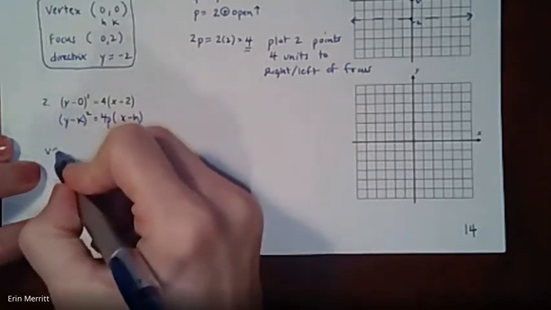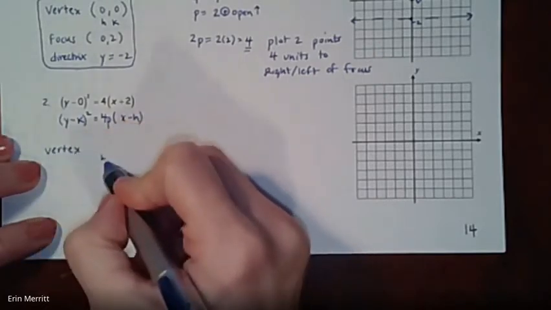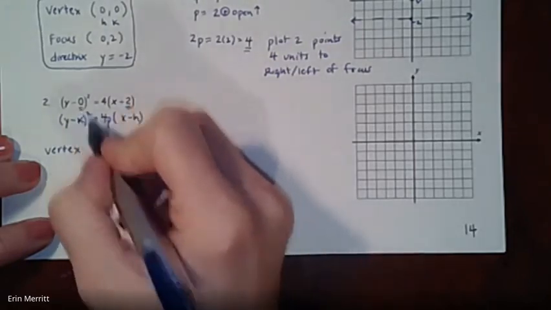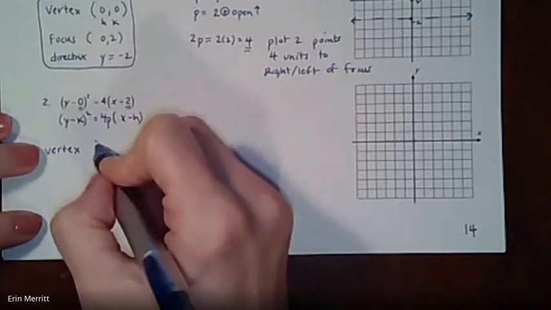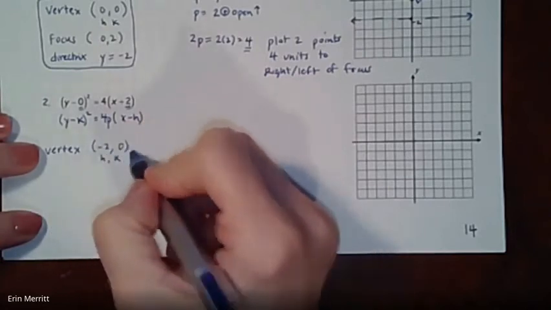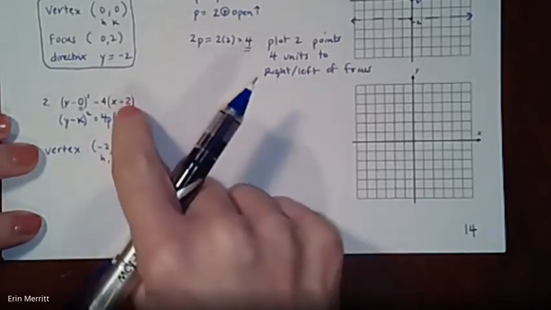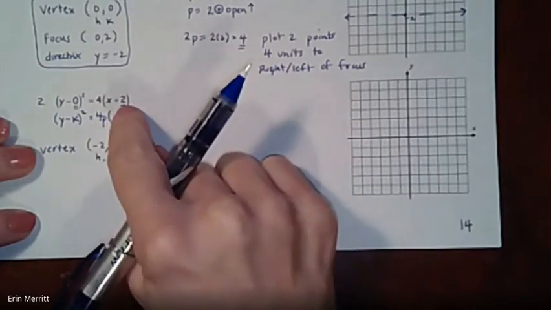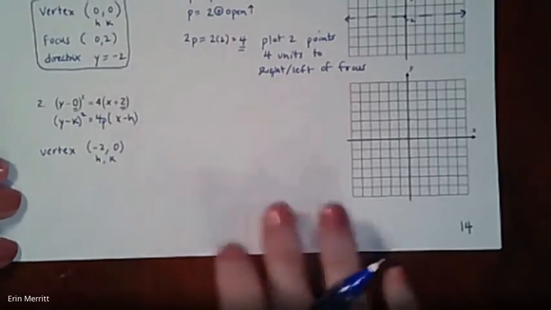So when you go to pick out the vertex, remind yourself it's h and then k. So h and then k. So this is going to be (-2, 0). And in case you were thinking, wait, I thought it was +2. The equation is x minus whatever h is. So you have to flip the sign when you're taking it out of there.